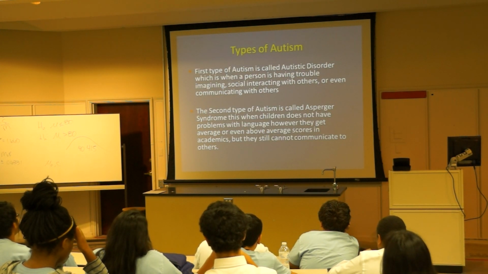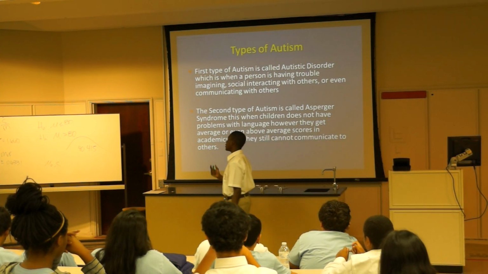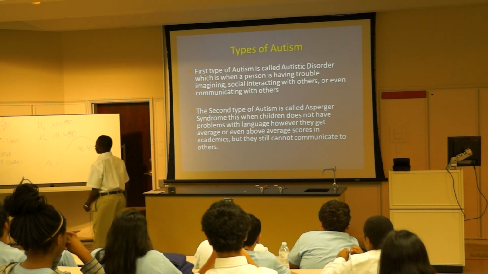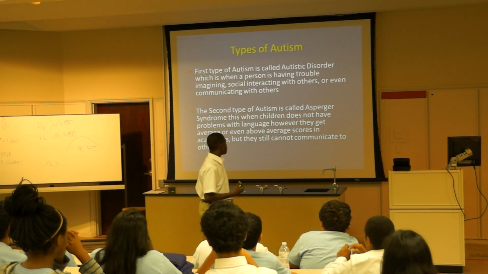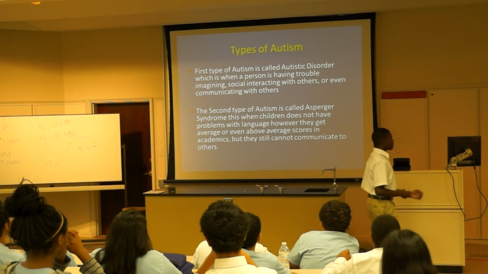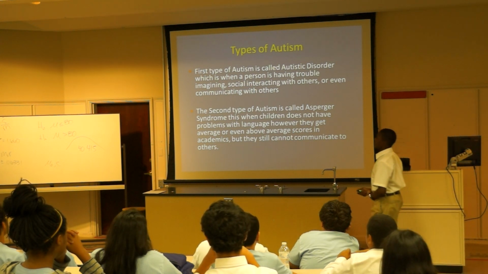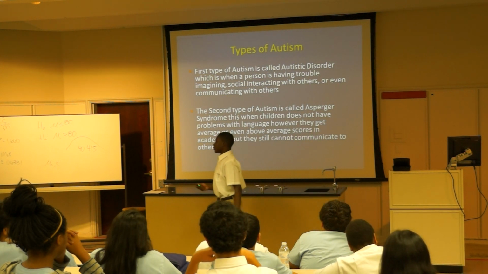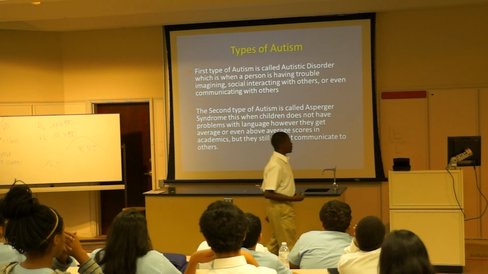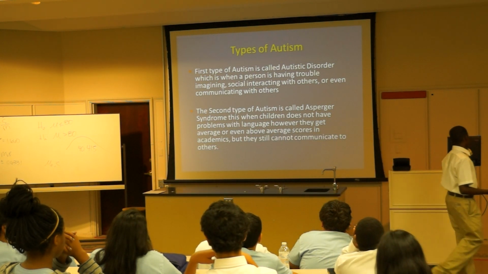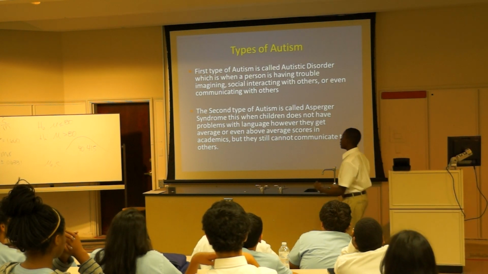Next slide. Types of autism. There are 4 types of autism. The first type, and most common type of autism, is autistic disorder, which is when a person is having a hard time imagining or having social interaction with others. The second type is called Asperger syndrome. It's when a child has no problem with language. In fact, he's very smart. He has above average grades in science, engineering, math, and history. But they do have bad communication, like other people with autism.